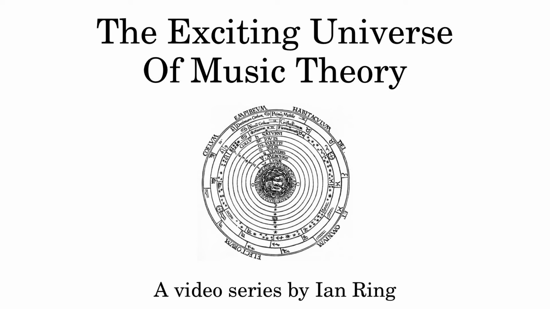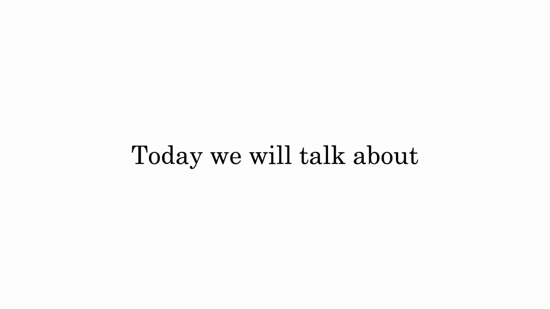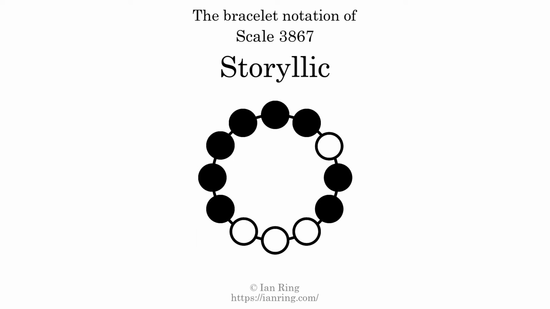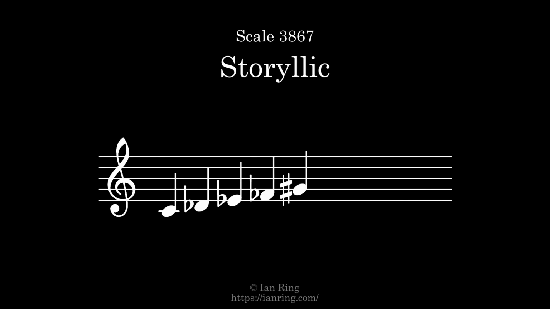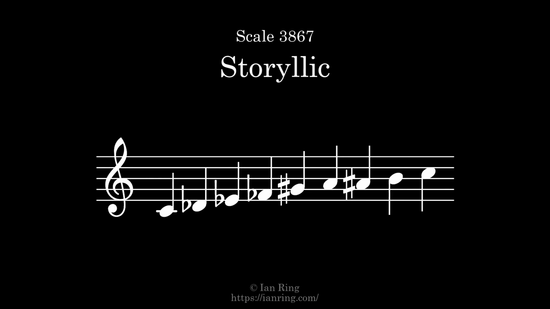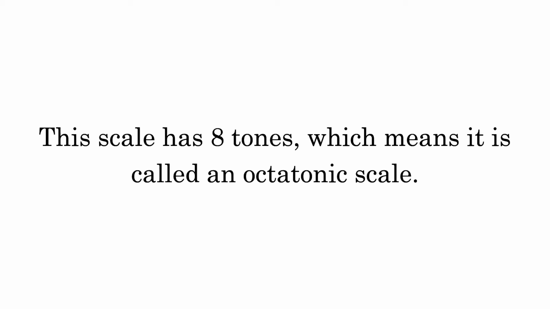Welcome to the exciting universe of music theory. Are you ready to learn? Then let's begin. Today we will talk about Scale 3867, Storyllic, which sounds like this. This scale has 8 tones, which means it is called an octatonic scale.